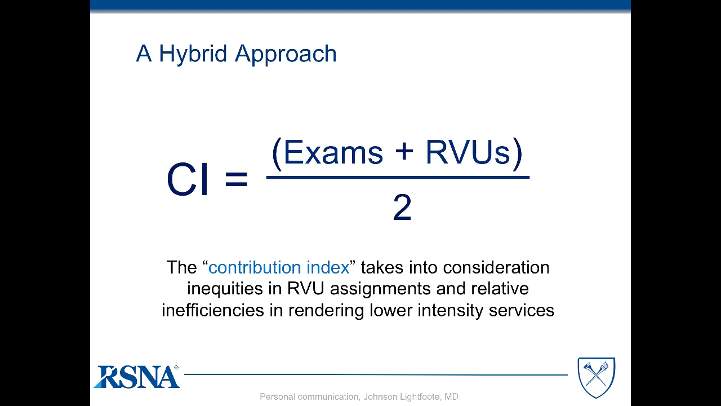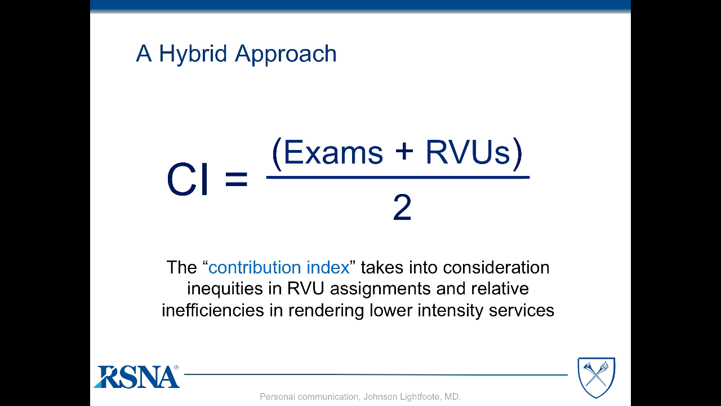One of the problems of measuring RVUs, though, is that they don't really consider some of the inefficiencies involved in rendering high volumes of low RVU services. I'll show you some examples of chest x-rays and MRIs in a moment. So, some practices have developed their own homegrown metrics. One that I like was developed by my colleague Johnson Lightfoot from California. His group uses a contribution index. You see the formula here.